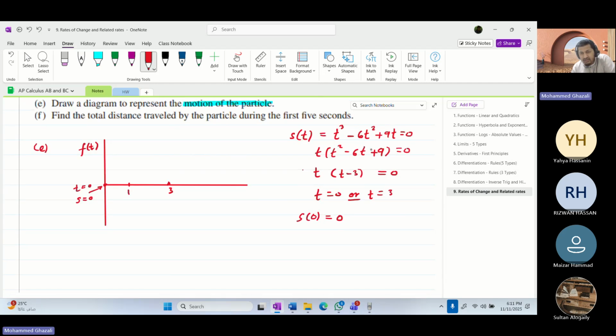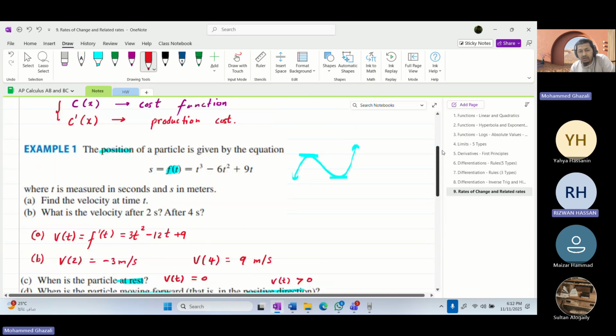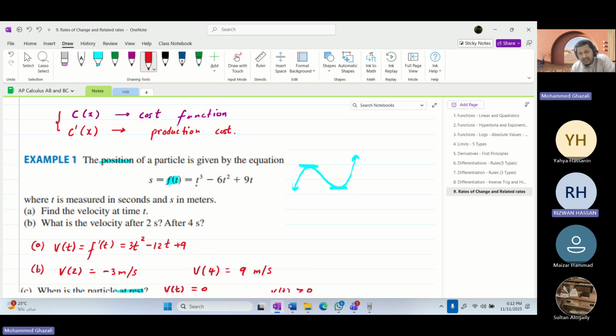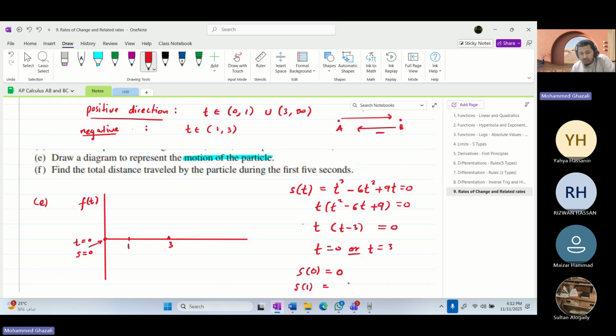If I substitute 1 into this function, what is S of 1? Not the derivative, that's the velocity. I want S of 1, the original function. If you put 1 in, it's going to be 4. Right, good. So S of 1 is 4, right?